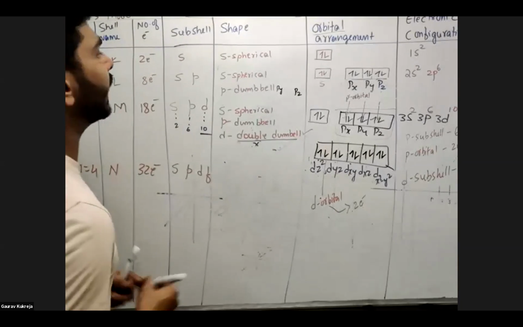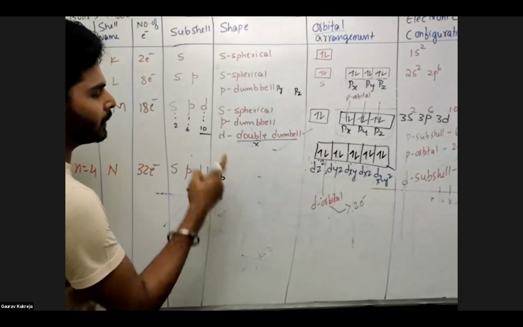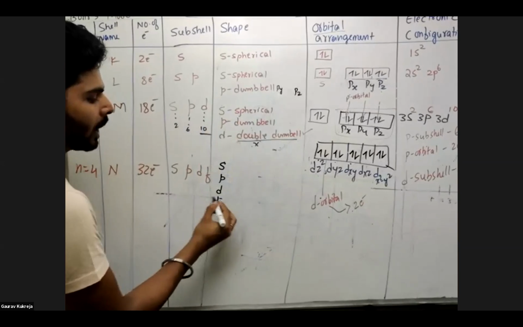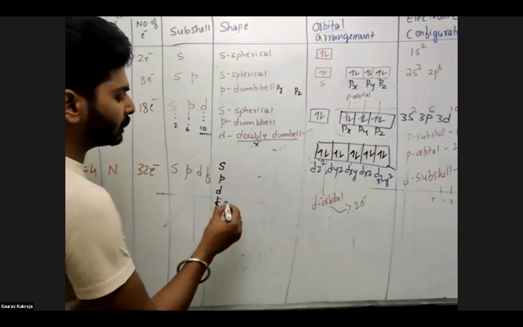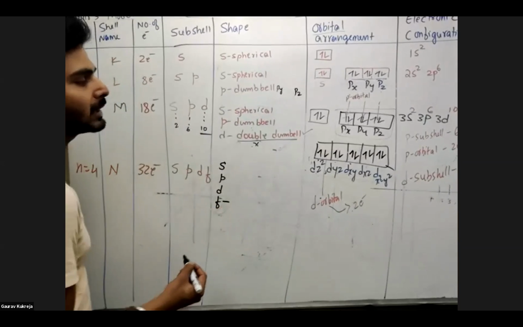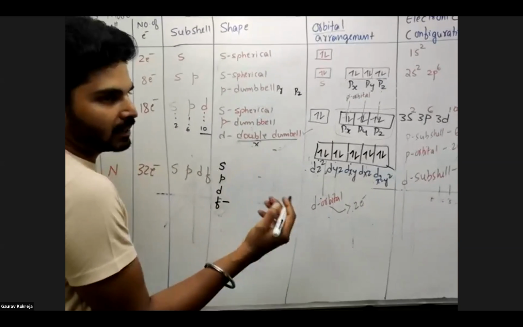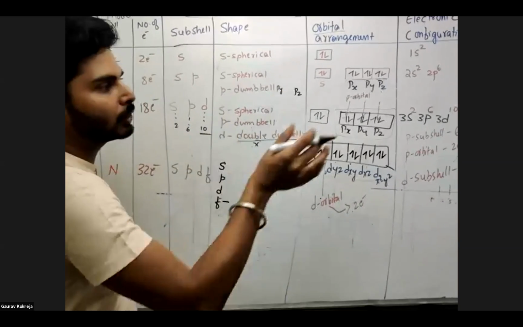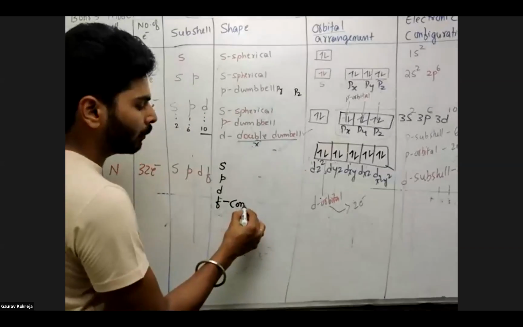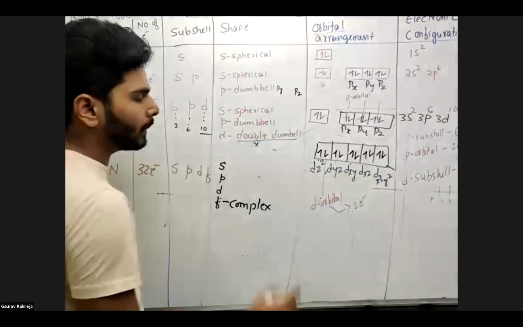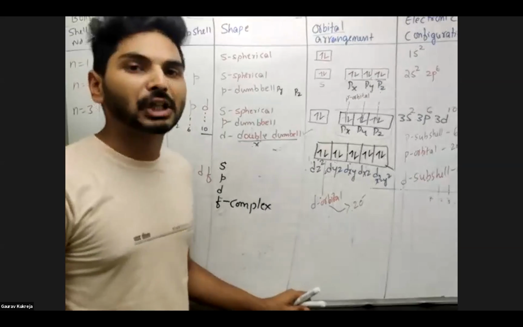So when I go to the fourth shell, SPDF, nothing will change for SPD, same goes here. But now the F subshell has a shape which is very difficult to explain on a 2-dimensional board. You need computer simulation to understand the revolution of the electron, and thereby the shape. That's why for the time being we will call it complex. Complex means very difficult. Okay, very complex shape.